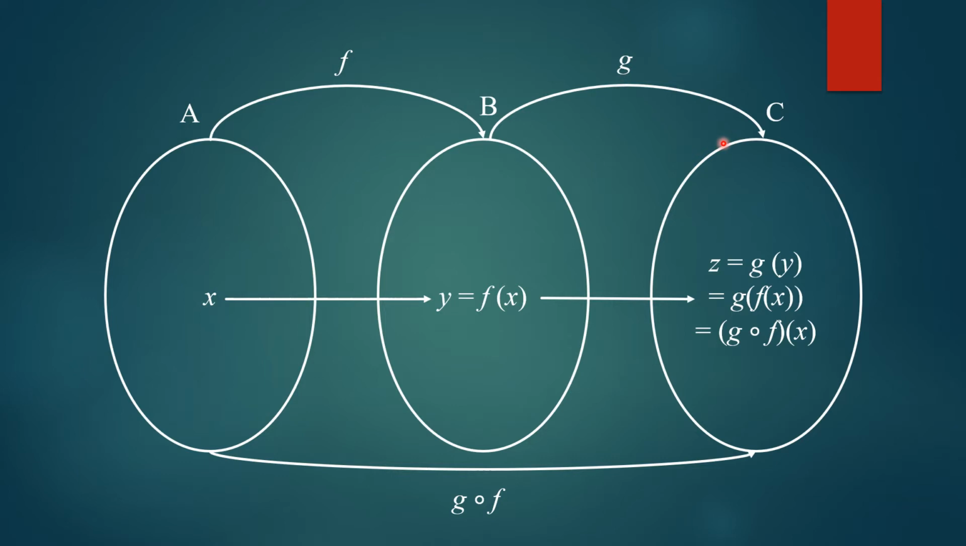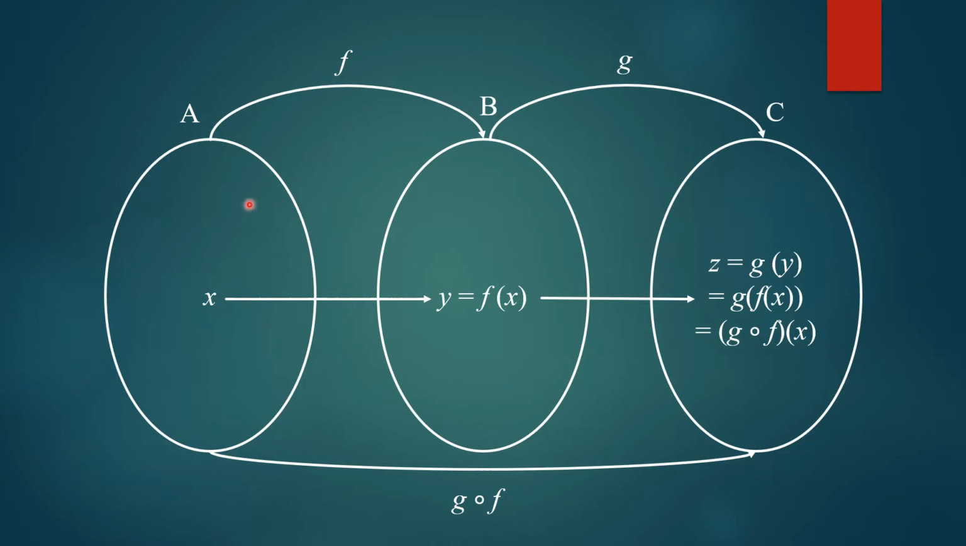Then as per the definition of composition of function, this function g∘f will be from A to C. You just have to bypass the intermediate set B, then it will be from A to C. This is the new function, and the domain of the new function is again A and the codomain is C.